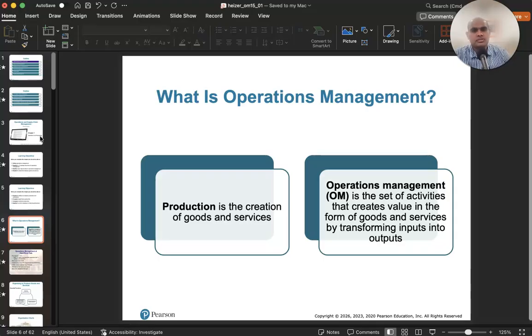And operations management is a set of activities that creates value in the form of goods and services by transforming inputs into outputs. The reason I read the whole thing out, even though you can see it on the screen, is that it's important to understand each part of the definition. First of all, you're looking at the creation of goods and services. You're not just looking at how they are created, but also what kind of value is created by these goods and services.